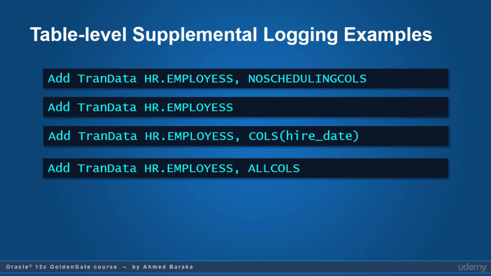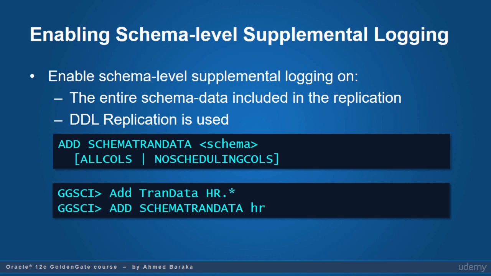If you have all the application data in a single database schema, you have the option to enable the supplemental logging on the schema level. This is recommended in this case because the supplemental logging will be enabled for all the existing tables in the schema and all the tables that will be created in the schema in the future as well. This is also required if you want to configure DDL replication in Oracle GoldenGate. The command to enable the schema level supplemental logging is ADD SCHEMATRANDATA.